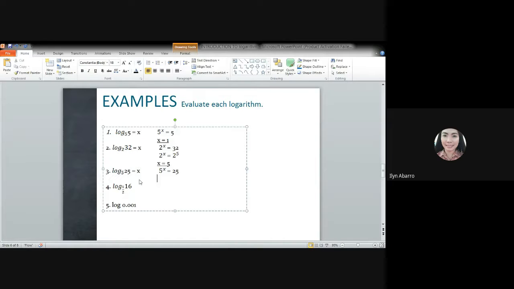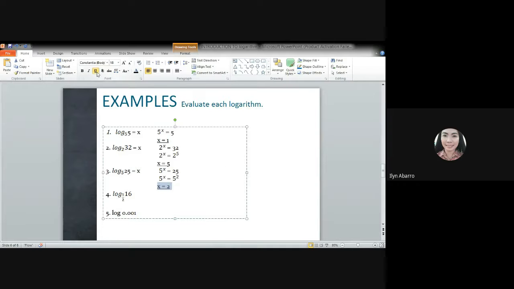So, 5 raised to x. Can we write 25 as base 5? Yes. So, 25 is equal to 5 squared. Diba? 5 times 5 is 25. Kapag equal na yung bases, we can equate the exponent. So, therefore, exponent is x is equal to 2. So, our answer is 2.